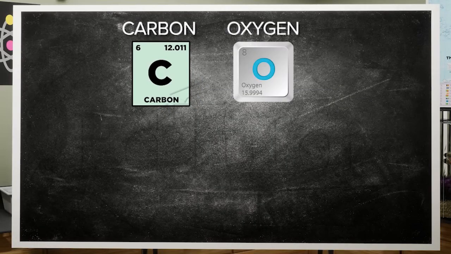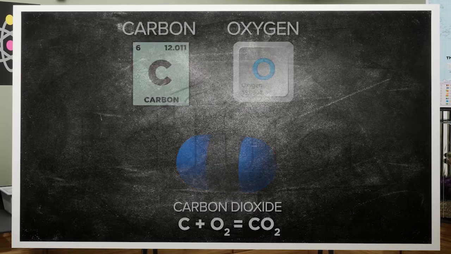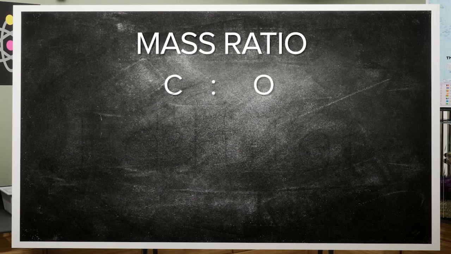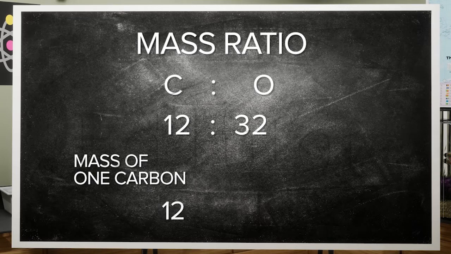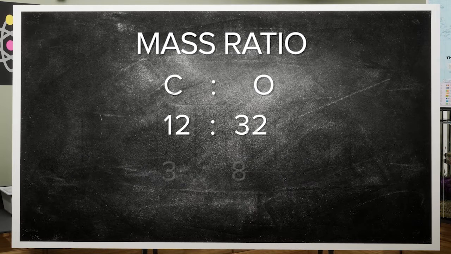So, for example, when carbon reacts with oxygen, they make carbon dioxide, right? The formula of carbon dioxide is CO2, meaning it has one carbon and two oxygens. So, the mass ratio of carbon and oxygen is 12:32 because the mass of carbon is 12 and the mass of one oxygen is 16. After further simplifying the ratio, you get a ratio of 3:8.